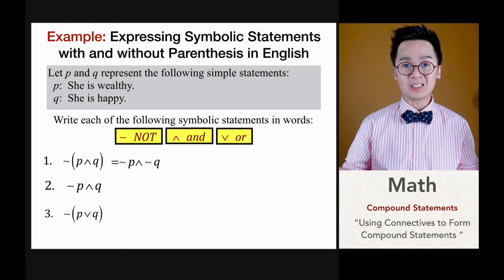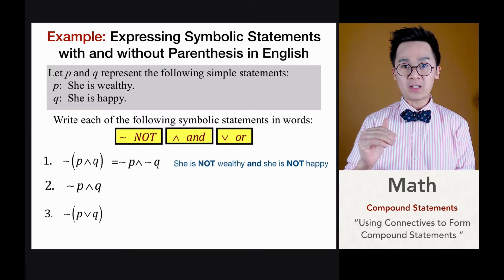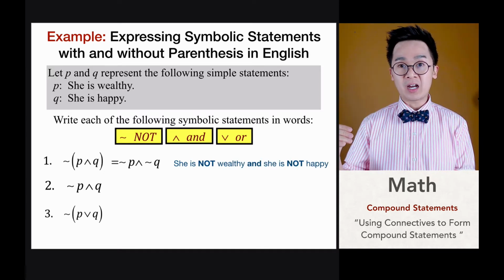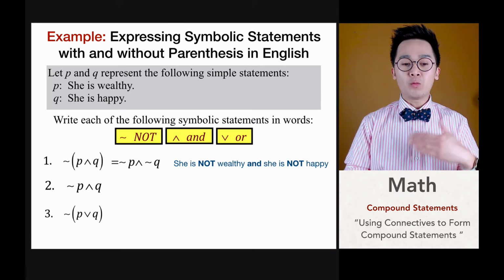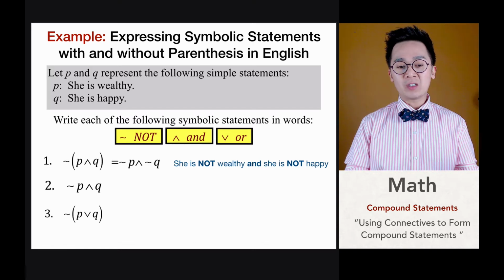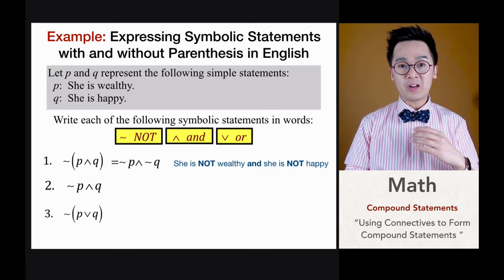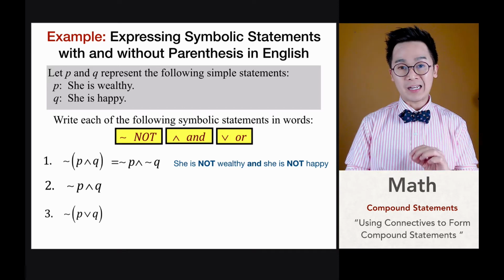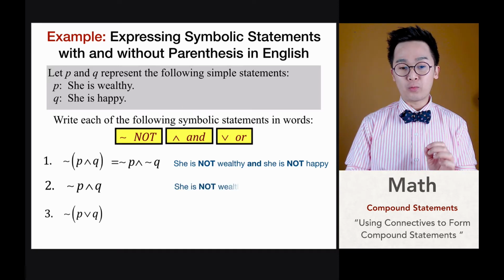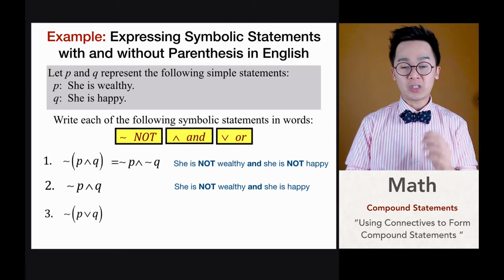So if we're going to translate it using the symbols, it will form into she is not wealthy and she is not happy. So this is the English translation of our symbolic logic, which can be used in our second statement, wherein we have a basic statement of not P and Q. So what we're going to do is negate the statement P, she is wealthy, and just copy statement Q using the AND operation. So our statement would be she is not wealthy and she is happy.